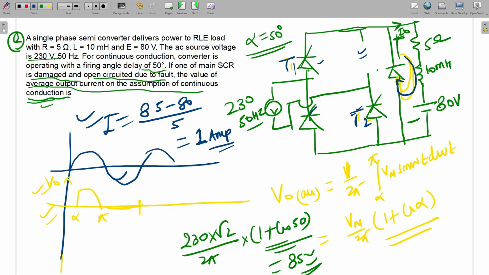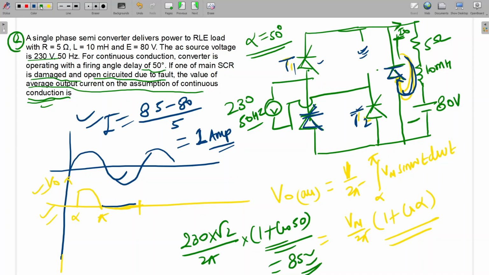Even if we fire this one also, since this is not there, it will not complete a path. Okay. So this highly inductive current needs a path. So where will it go? It will follow this freewheeling diode. So if it follows this freewheeling diode, this whole portion will be zero.